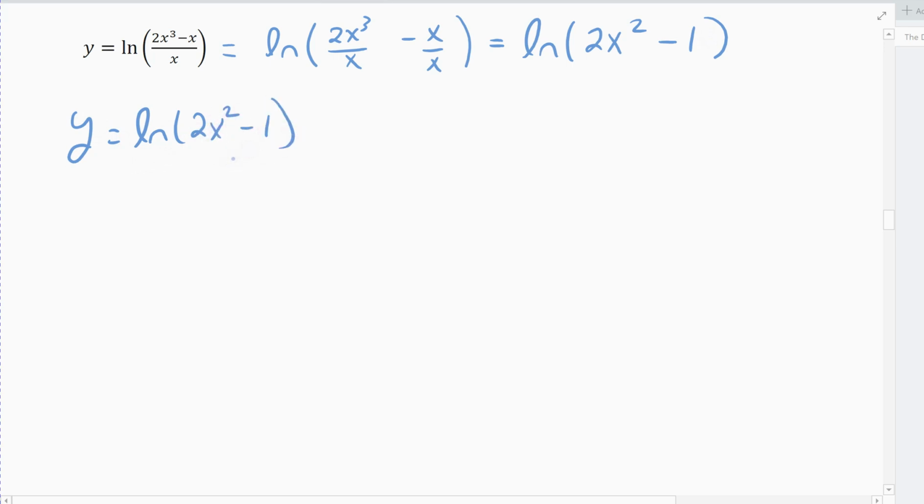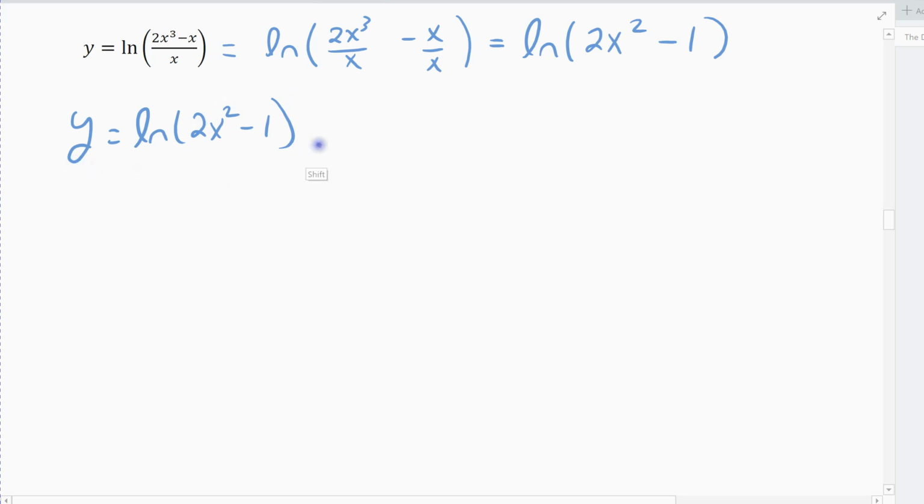the expression. I took my original expression, which is a division, and simplified it to a simple function, 2x squared minus 1. Which I can do, that's fine, as it doesn't change anything because the original expression doesn't allow 0, but the natural log function doesn't allow 0 as well.